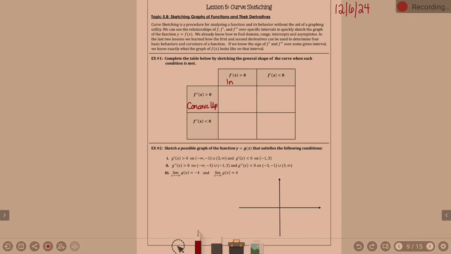Increasing. So what does a piece of curve look like that is concave up and increasing? It looks something like that.